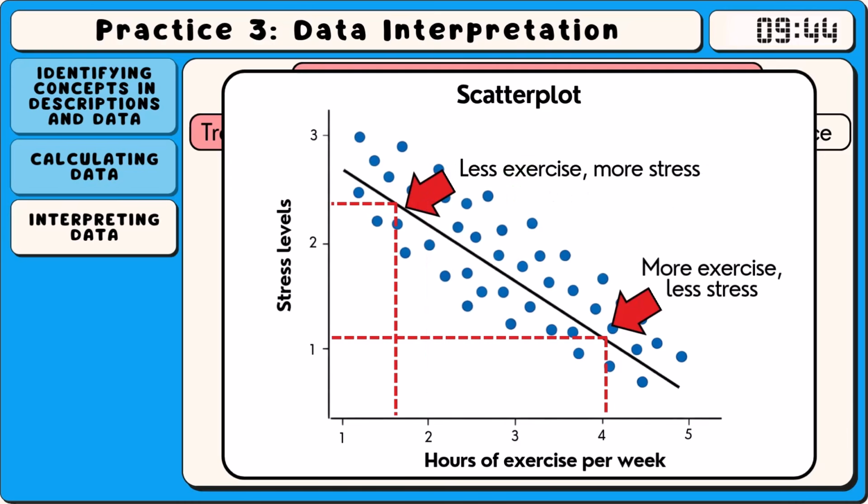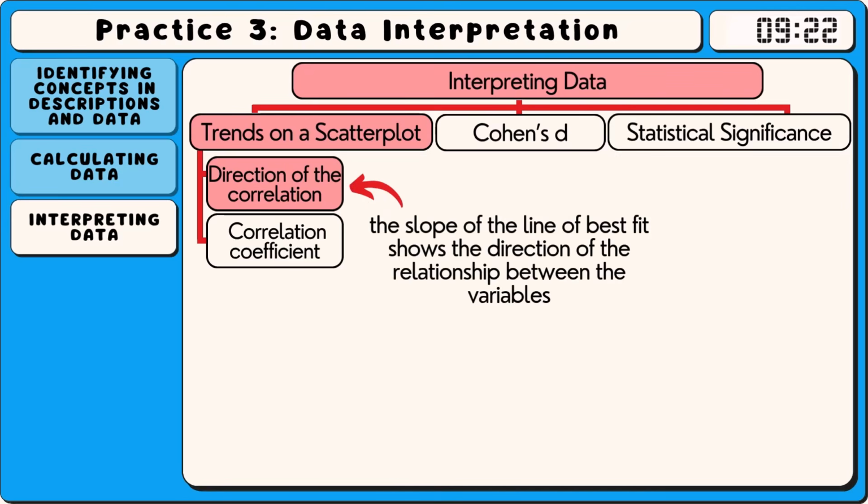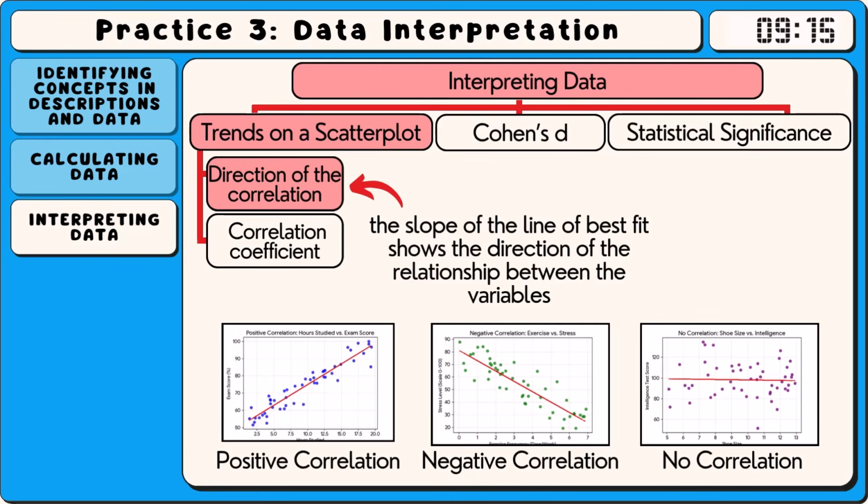The line of best fit shows that as exercise increases, stress tends to decrease. Okay, so let's look at the key concepts you need to understand for the exam. In the exam, you may be asked to describe the direction of the correlation and the correlation coefficient, which explains both the strength and direction of the correlation. Let's start with direction. Essentially, the slope of the line of best fit shows the direction of the relationship between the variables. Okay, so we're going to look at three directions: positive correlation, negative correlation, and no correlation.